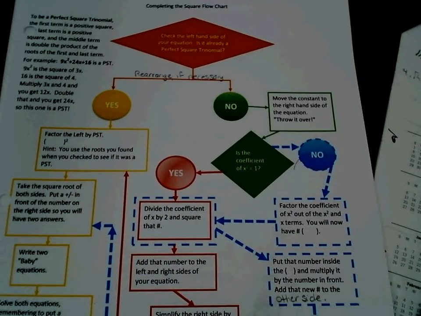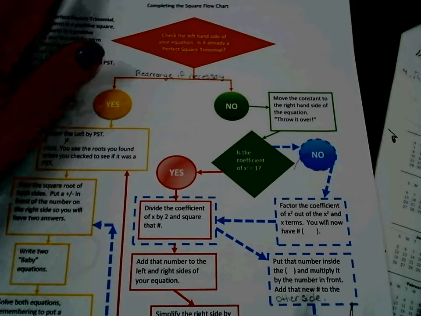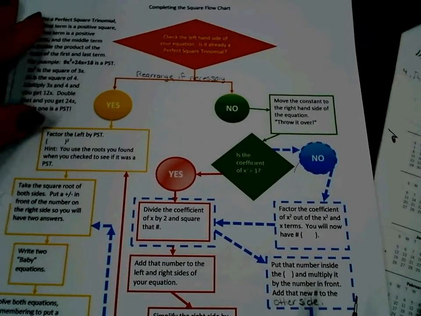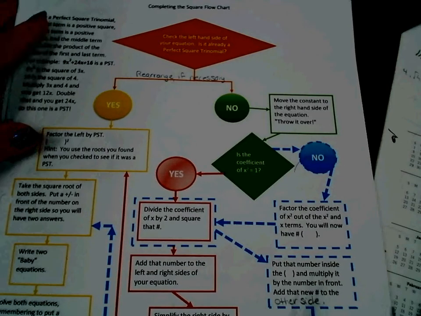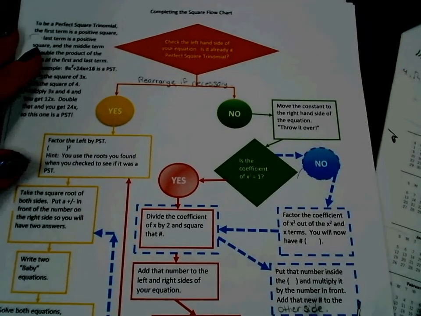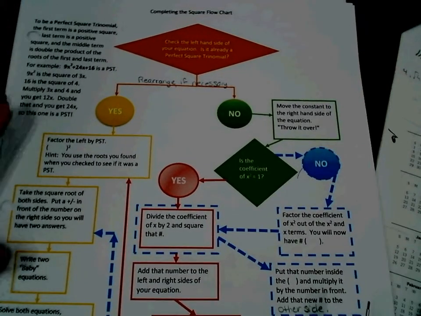If you are not capable of printing this out, then I need you to text me or call me, and I will be glad to print you one out in color on my home printer and figure out a way that you can meet me and get it, because it will really make your life much easier, and you can use this when you take your final exam. So, completing the square flowchart.